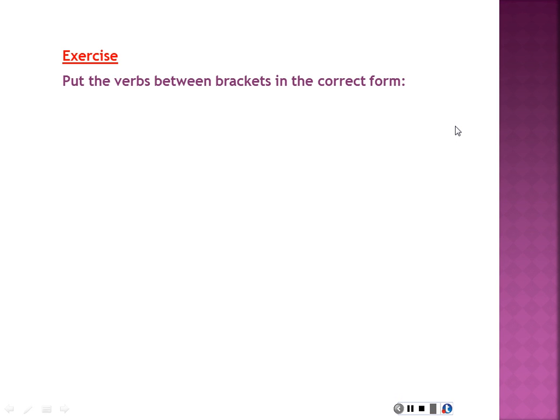A question that starts with one of the verbs of being is a question that needs an answer that begins with yes or no. So let's refresh our minds. Let's remember some of these cases. So put the verbs between brackets in the correct form. So we have some sentences and we have verbs between brackets. So those are called the brackets. So we have the verb like between the brackets.